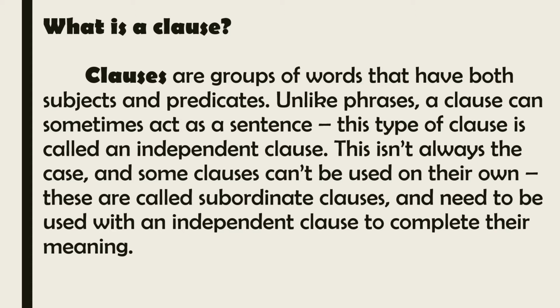Clauses are groups of words that have both a subject and a predicate. Unlike phrases, a clause can sometimes act as a sentence. This type of clause is called an independent clause. This isn't always the case, and some clauses can't be used on their own. These are called subordinate clauses and need to be used with an independent clause to complete their meaning.